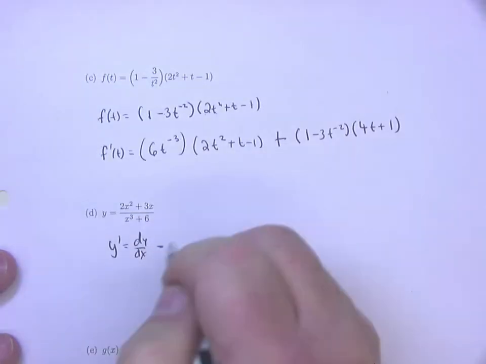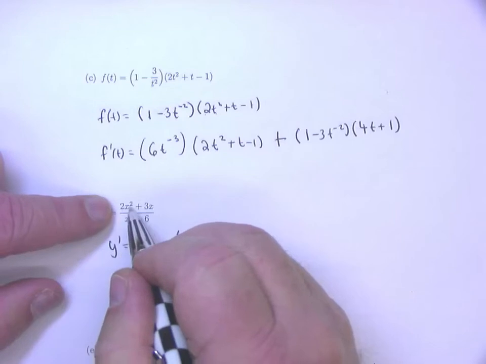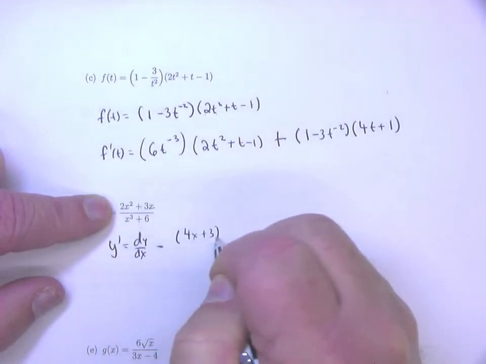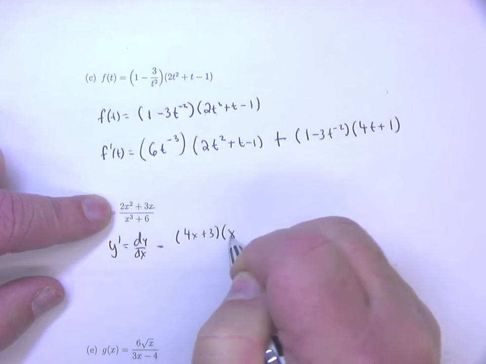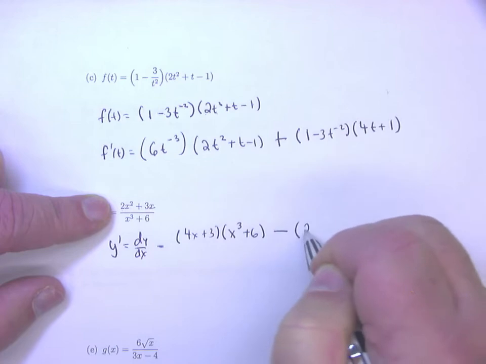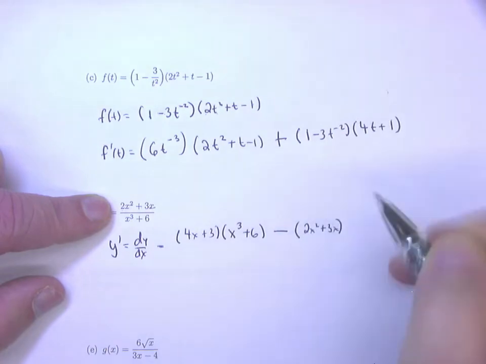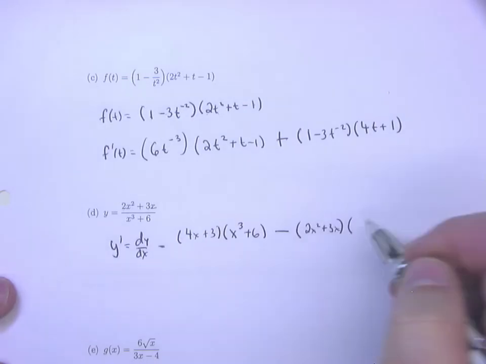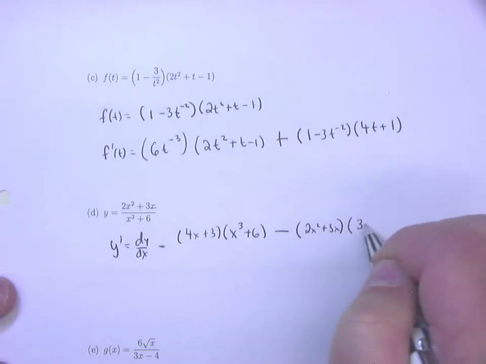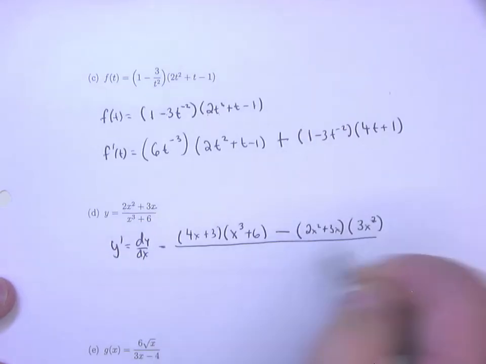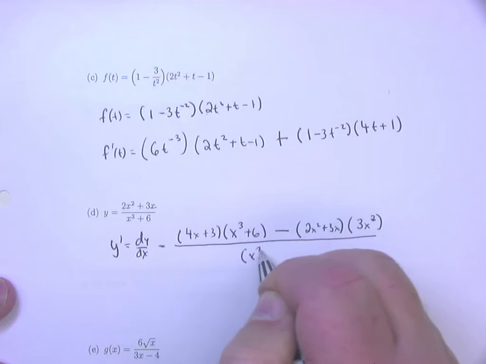Quotient rule, derivative of the top. Just recap, what's the derivative of the top, 2x^2 + 3x? That would be 4x + 3. Derivative of the top times the bottom, recopy, x^3 + 6, minus the top, 2x^2 + 3x. Notice these parentheses around these functions are very important. Times the derivative of the bottom. Derivative of x^3 + 6 is 3x^2, all over, big divide, the bottom, (x^3 + 6) squared.